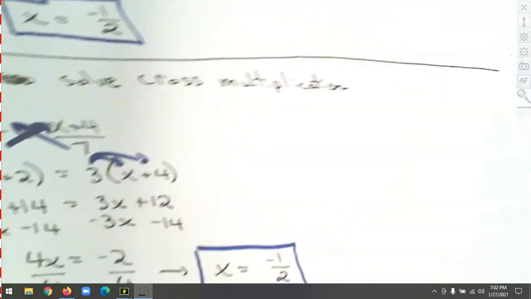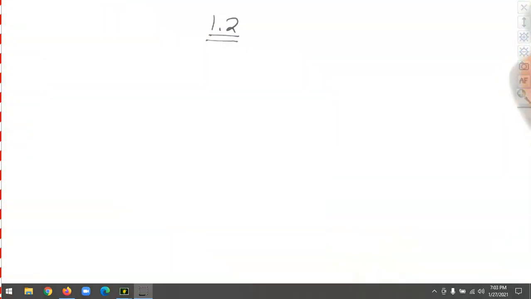Now we'll move on to 1.2, and 1.2 is application. I'm not going to work most of these out completely, but I'll work them out at least to the step where you can finish it, at least the setup part. So now we're going to look at 1.2, and we're going to begin with question number 1.